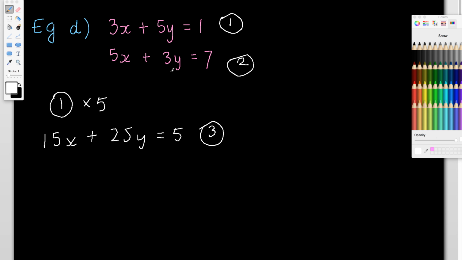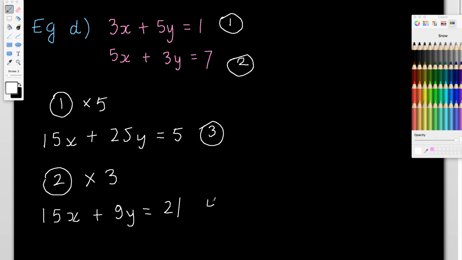Now equation 2, since I need this coefficient to be the same to be able to eliminate, I also need it to be 15. So equation 2 is going to multiply by 3. That will generate 15x plus 9y equals 7 by 3, which is 21. I'm going to call that equation 4.